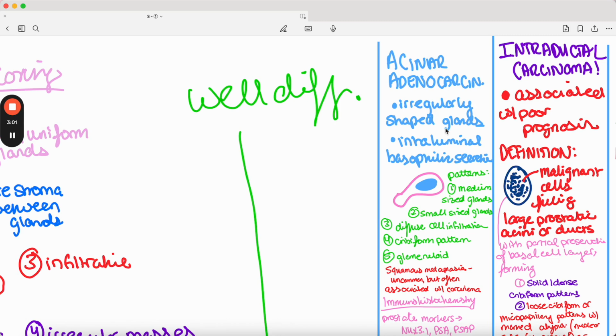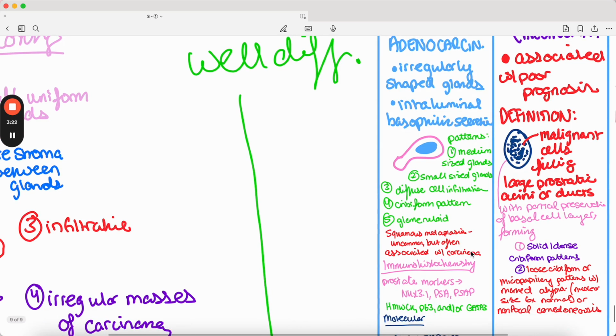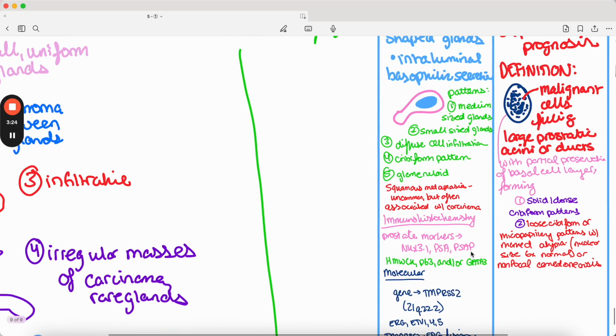So this is going to be marked by irregularly shaped glands, and then sometimes you can also see intraluminal basophilic secretions, also known as blue mucin. The patterns for acinar include medium-sized glands, small-sized glands, diffuse cell infiltration, cribriform pattern, and glomeruloid, which is a newer pattern that's been defined. Squamous metaplasia is uncommon but often associated with carcinoma.